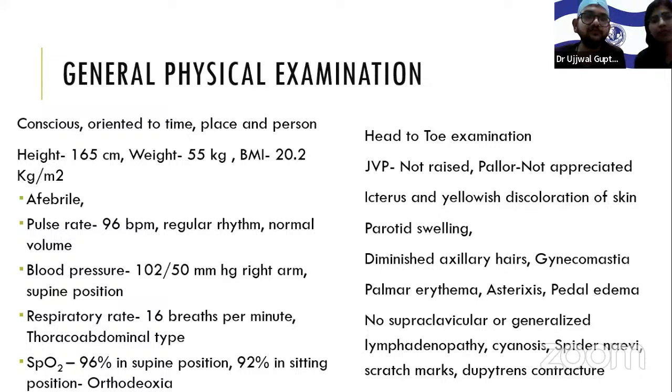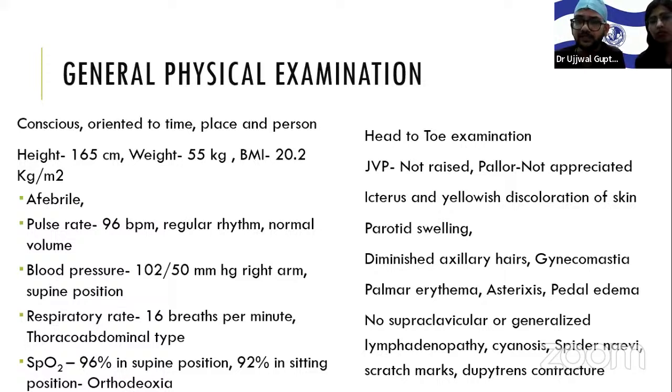On general physical examination, the patient appears to be conscious, oriented to time, place, and person. His height was about 165 centimeters, weighing 55 kg, which accounts to a body mass index of 20.20 kg per meter square. He is currently afebrile, pulse 96 beats per minute, regular rhythm, normal volume. Blood pressure is 102 by 50 millimeters of mercury, measured in the right arm in supine position. Respiratory rate is 16 breaths per minute, thoraco-abdominal type. Saturation measured in supine position is 96%. When the patient was asked to sit down, the saturation decreased to 92%.